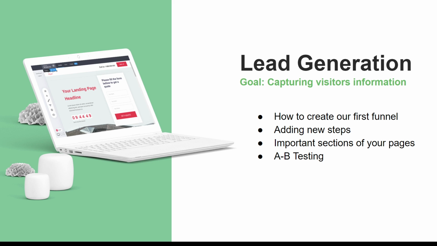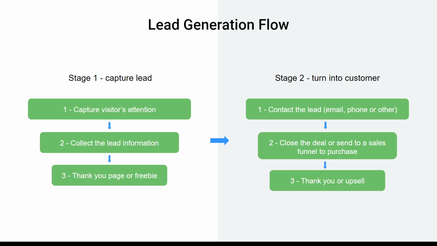So we'll be looking into that, how to create our first lead generation type of funnel, adding different steps to our funnel if you want to add something more, because the funnels themselves, they come with all the necessary steps, but of course you can add whatever steps you want as well. What are the important parts of these funnels, and how to do A/B testing to split test your content to see what works and what might be leading more people to submit their information in your funnel, which is very, very important. So the lead generation flow, what it is.